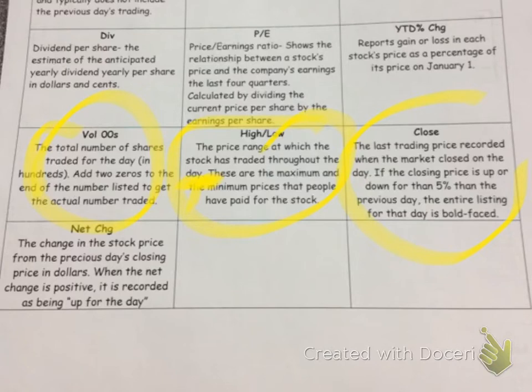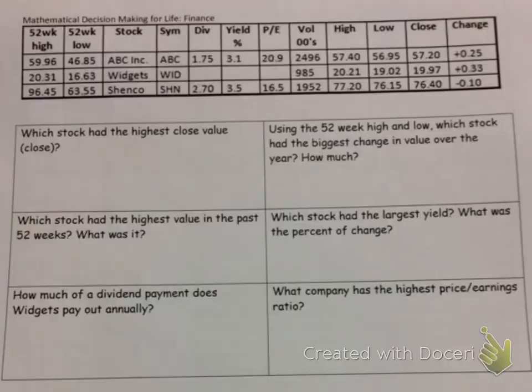Anyways, so the close is the last trading price recorded when the market closed on the day. And then the last one, net change, is the change in stock price from the previous day's closing price in dollars. When the net change is positive, it's recorded as being up for the day. So really what we're doing is we're going to use one of those charts today to help us answer some questions about some different stocks.